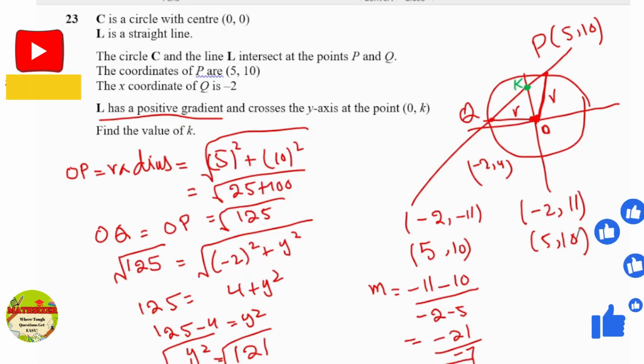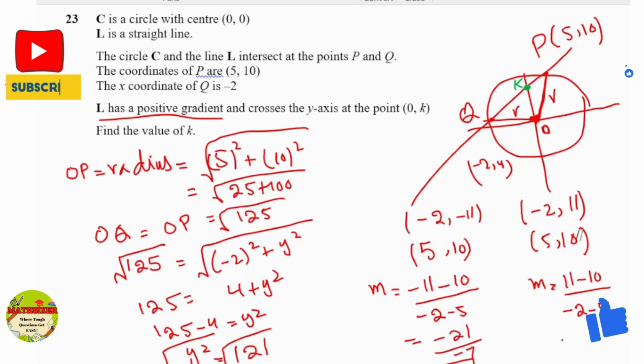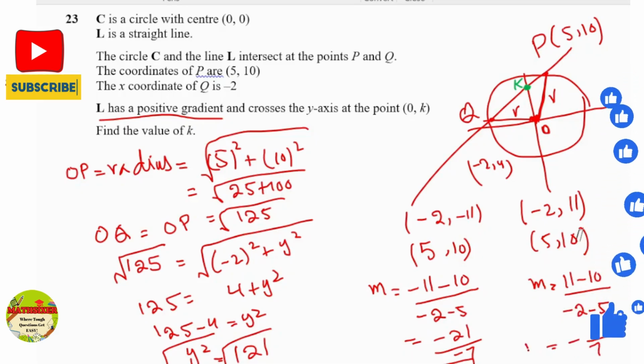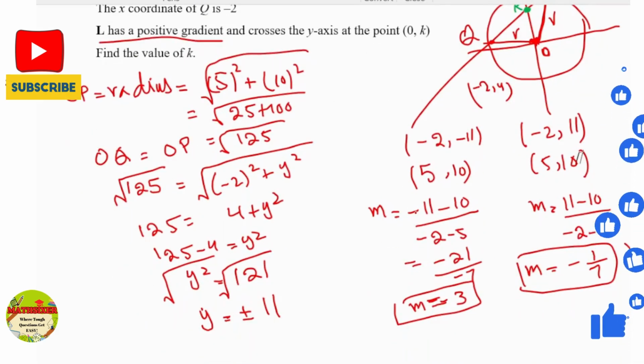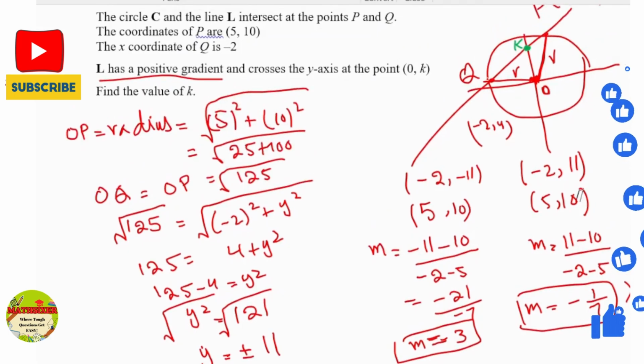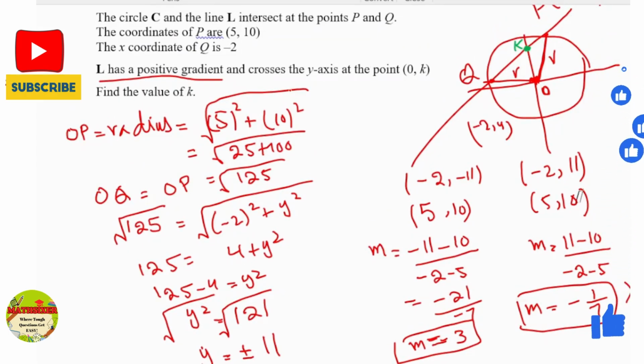Let's check the other point. Same formula: 11 minus 10 over -2 minus 5. That gives us 1 over -7. Our gradient is negative, but the question says L has a positive gradient, so we need to ignore this one. L has a positive gradient and crosses the y-axis at the point (0, k). So this is our point K. Find the value of k.